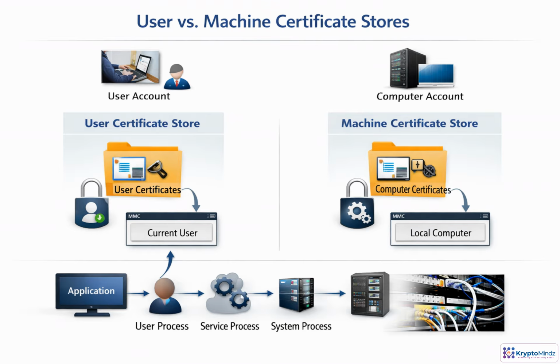Windows actually has two separate certificate worlds. User certificates live in the current user store and follow that user's profile. They're used by apps running as that user, like browsers or email clients. Machine certificates live in the local computer store and belong to the device itself. Services and system processes typically read from this store. When troubleshooting, always match the application's security context to the correct store in MMC.